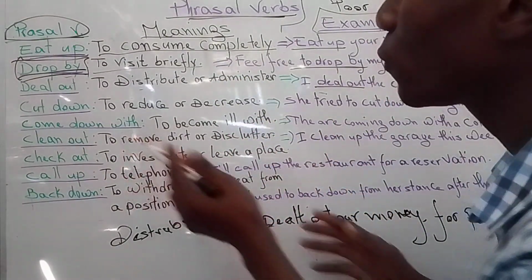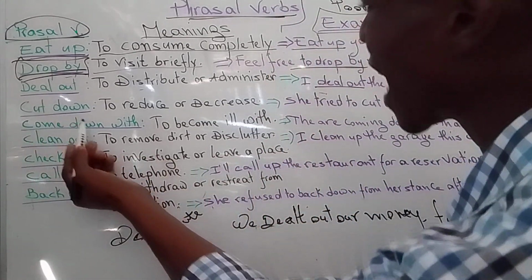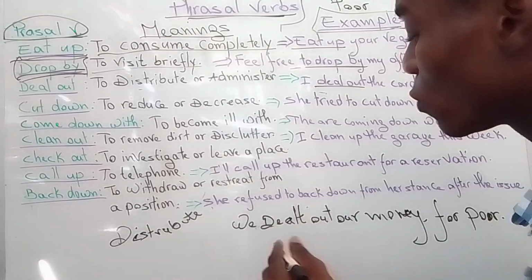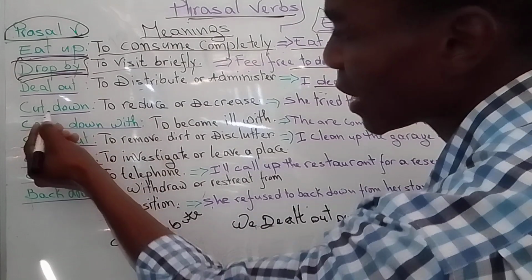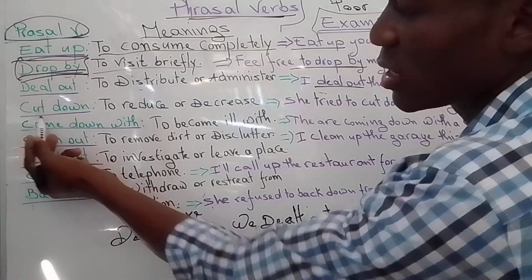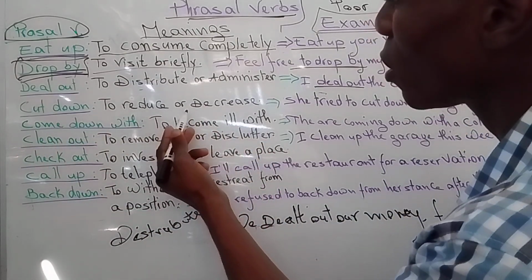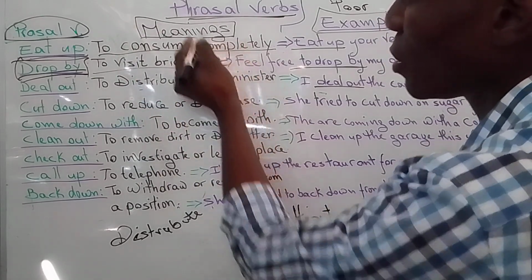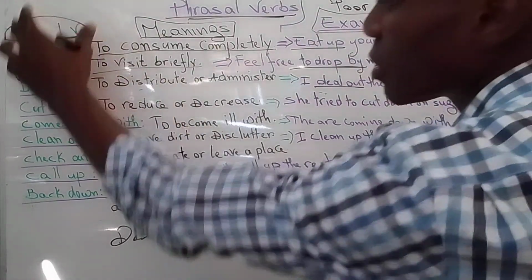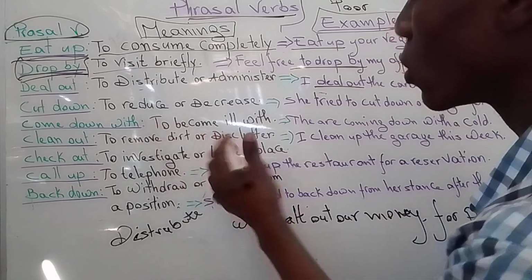All right. So the next phrasal verb that we're going to talk about is cut down. Cut down means to reduce or decrease. That's what it means. This is the meaning part, this is the example part, and this is the phrasal verb part, right? Cut down means to reduce or decrease.